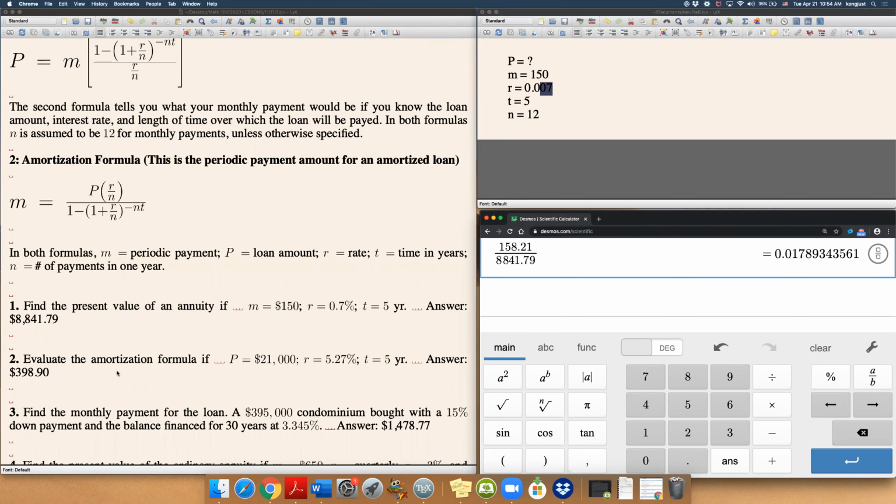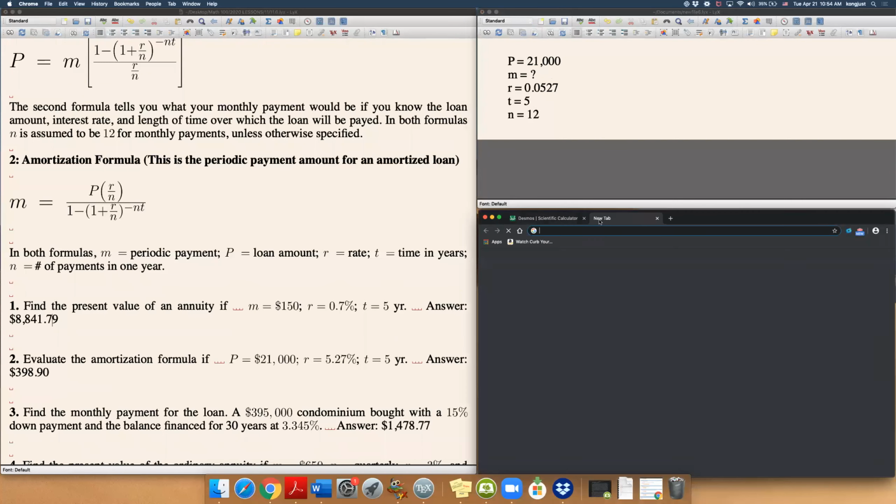It says evaluate the amortization formula. If this time P is 21,000, R is 5.27%. M, we're not given. 5.27% means 0.0527, right? T is equal to 5 years.